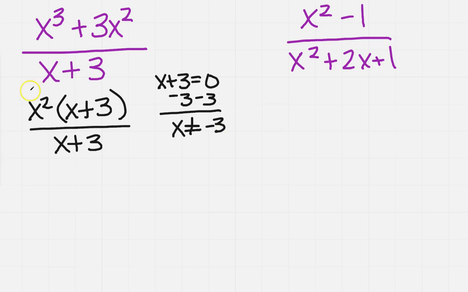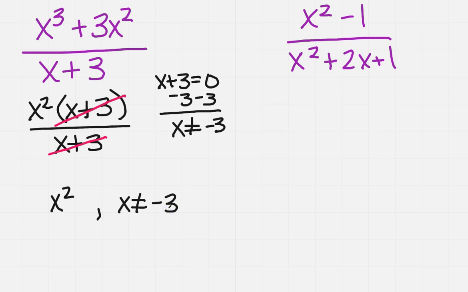So I'm going to come back to what I had written when I factored. I know that anything over itself is 1, so I'm actually going to get x squared, and I'm going to carry with that x cannot be -3. So let's look at the one on the right.